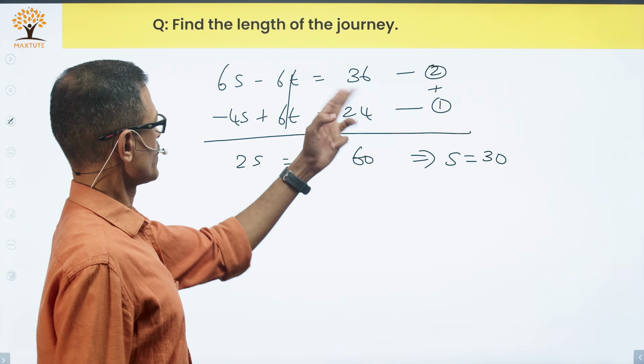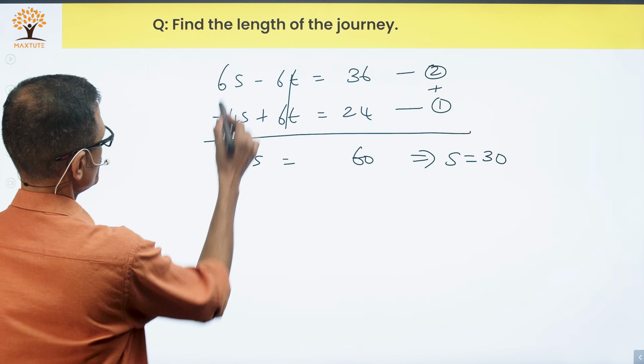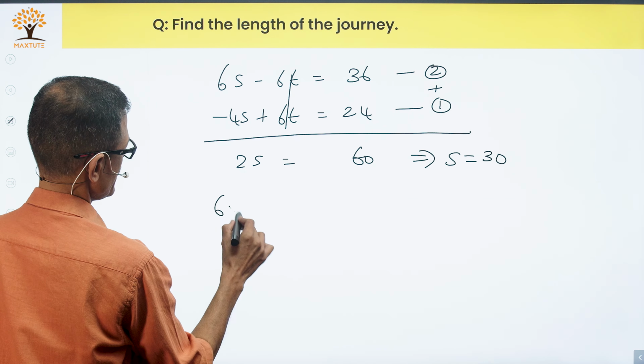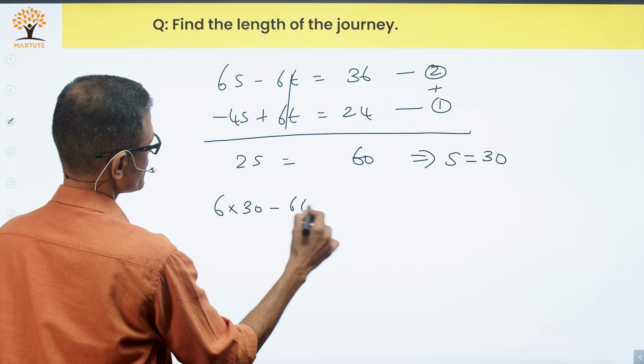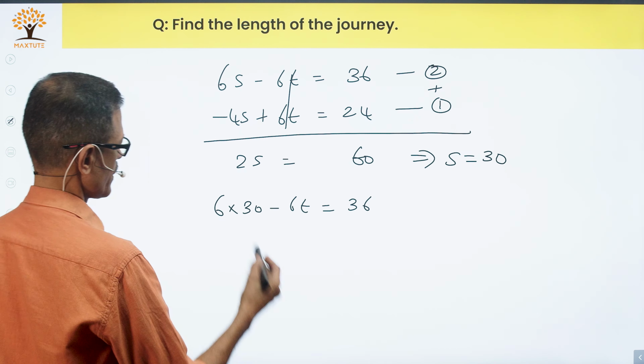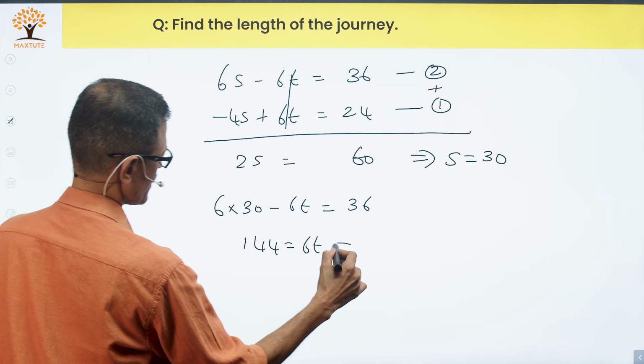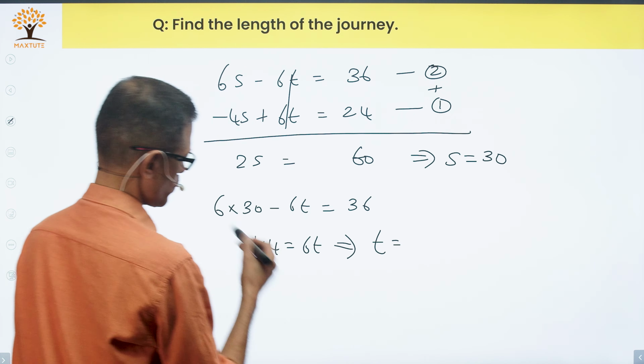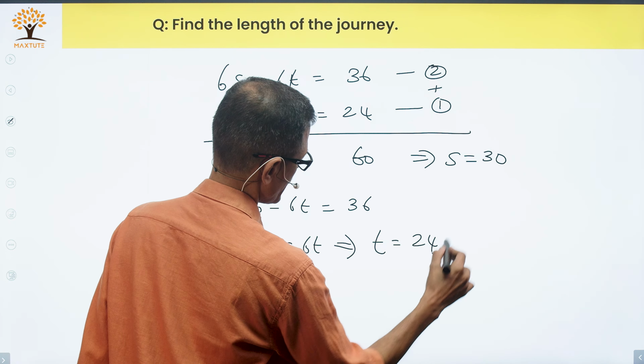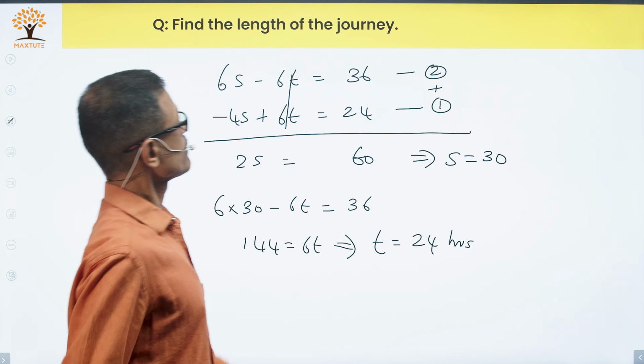Plug in the value of s into one of these equations. So we have 6 into 30 minus 6t is equal to 36. 180 minus 36, 144 is equal to 6t, translating to t is equal to 144 by 6, which is equal to 24 hours. What is the question asking?